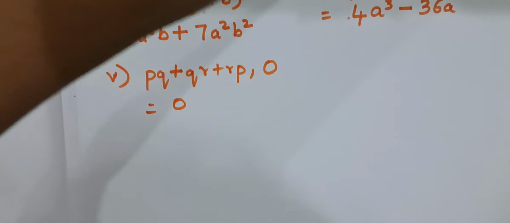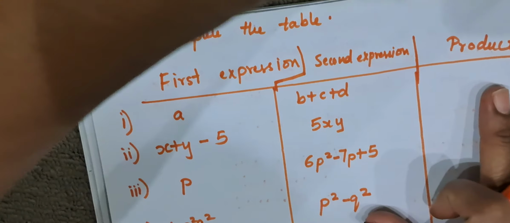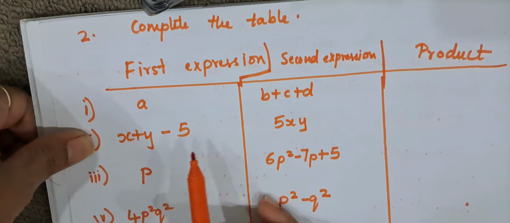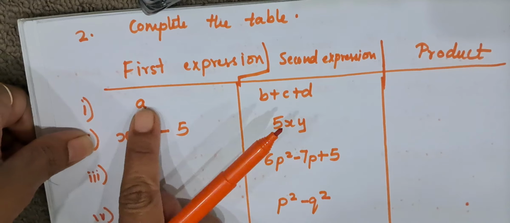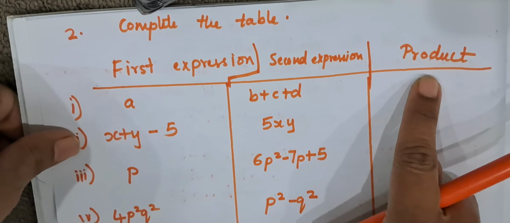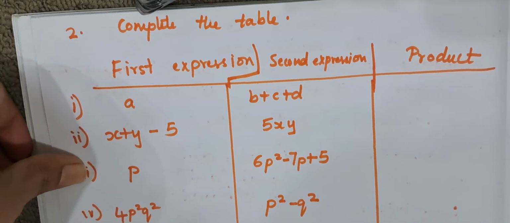Now let us see the second one. Question number 2 is complete the table. Here they have given two expressions, first expression, second expression, and we have to find the product and write it here. Okay, we will solve it here and then write the product.